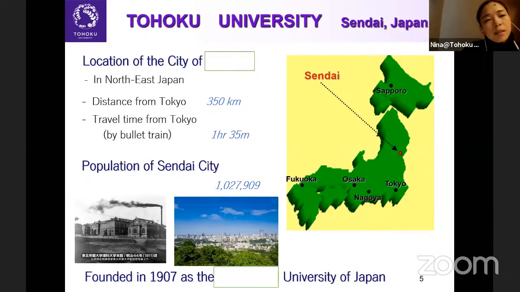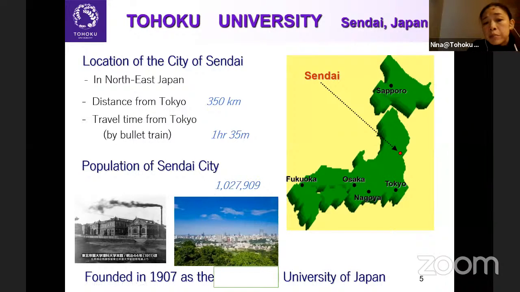I guess most of you have not come to Japan yet, but if you have the chance, I want to invite you to Sendai, our city. Sendai is a little bit far, but not so far, from Tokyo. If you use the Shinkansen, the bullet train, it will take 1 or 2 hours north from Tokyo. And the population of Sendai is around 1 million.